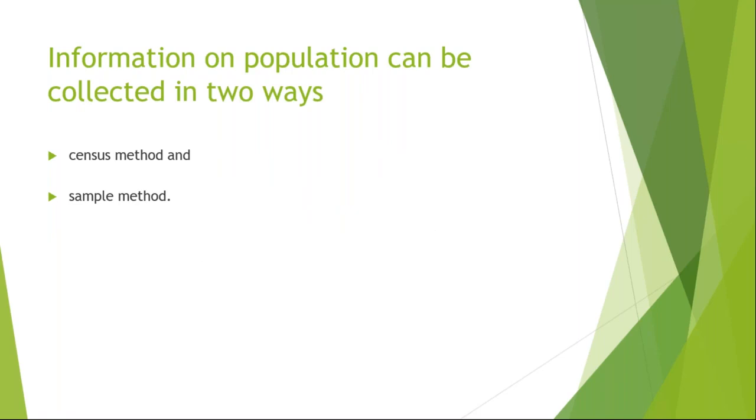There are two ways of collecting information in a population, just like I told you earlier. They are the census method and the sampling method. So if you want to get information about a population, there are two ways you can collect such information: the census method and the sample method.